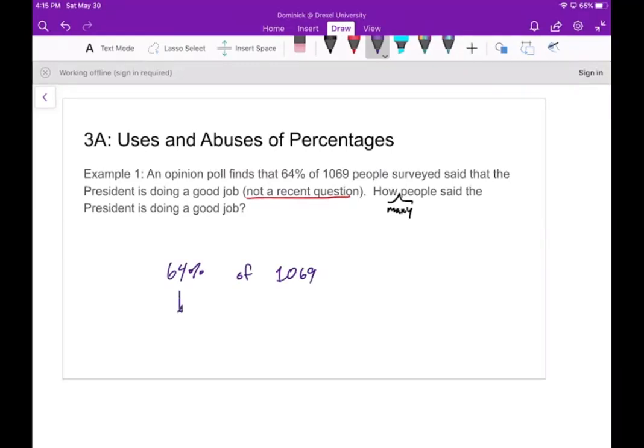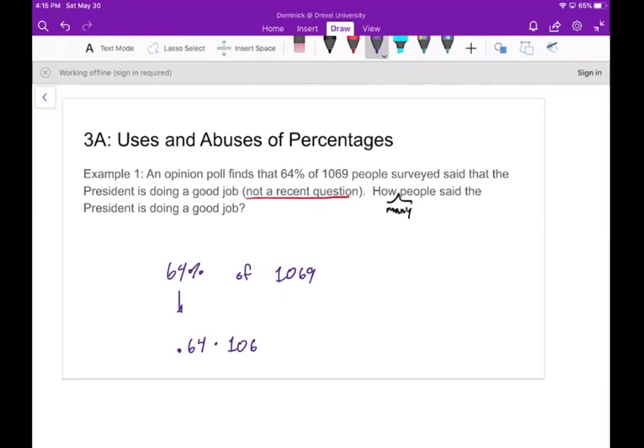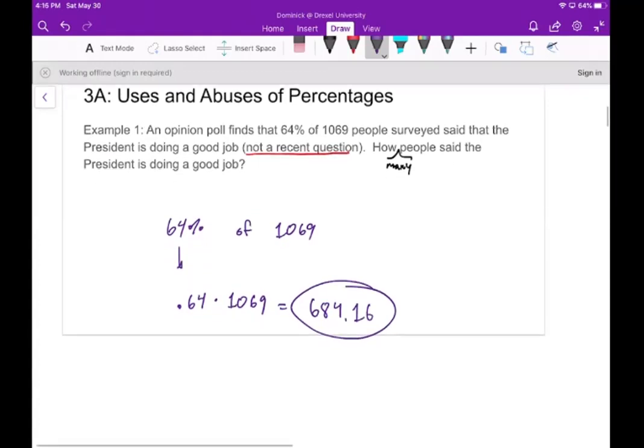So how do I do that? Well, I need to convert this to a decimal. So this is 0.64. And then I need to multiply that by 1,069, right? So of course, this is something that we can let the calculator do. If I do 0.64 times 1,069, we get that this is equal to 684.16, right? And in this case, you would probably round down to 684, but if you specifically wanted 64% of 1,069, that would be your exact answer.